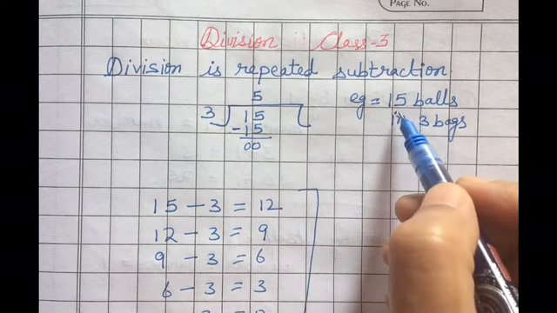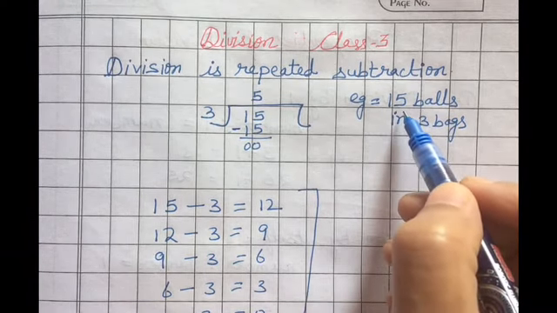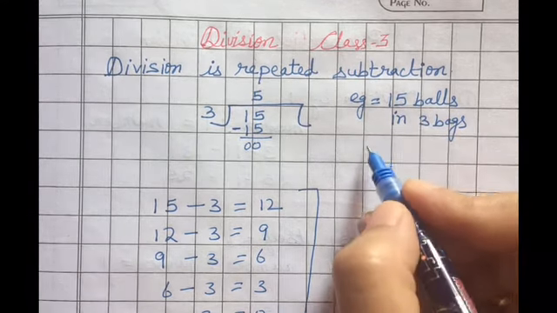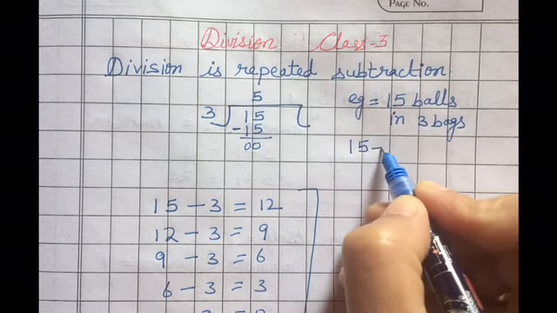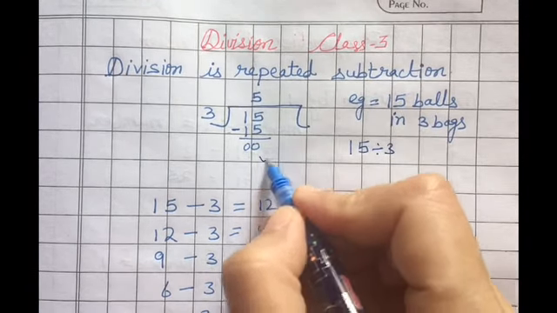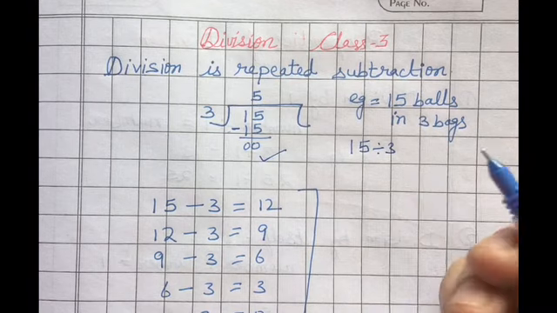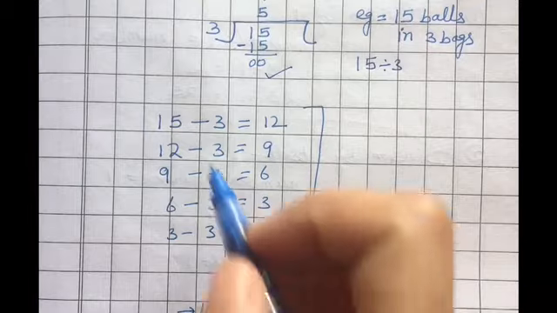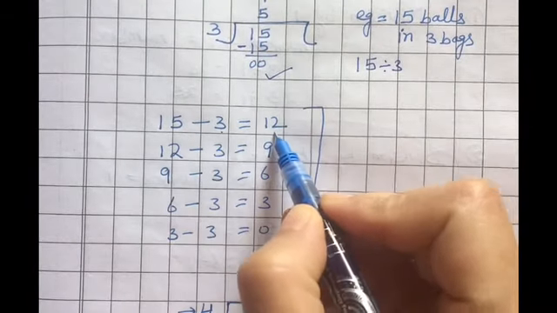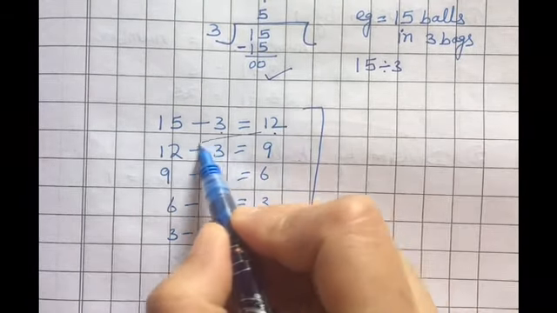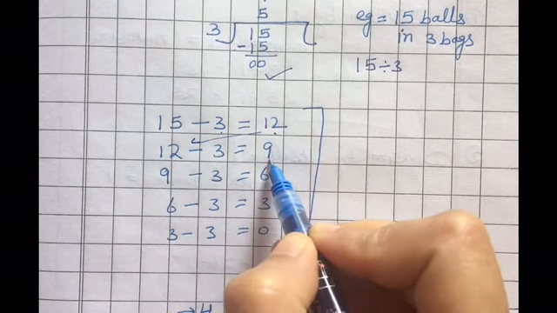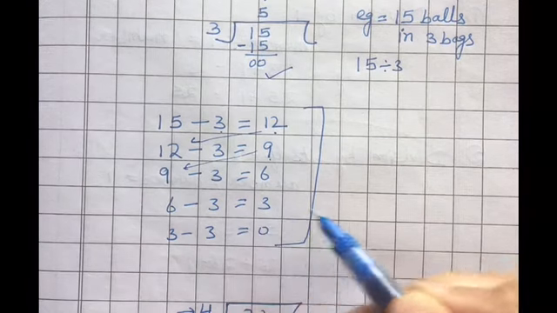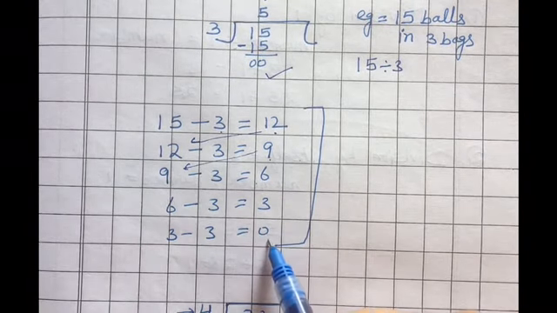So for example, if you want to divide 15 balls into 3 bags, how are you going to do it? You will divide 15 by 3 this way. Fine. So it is basically repeated subtraction. For example, 15 minus 3 is 12. 12 minus 3 is 9. 9 minus 3 is 6. 6 minus 3 is 3. 3 minus 3 is 0.